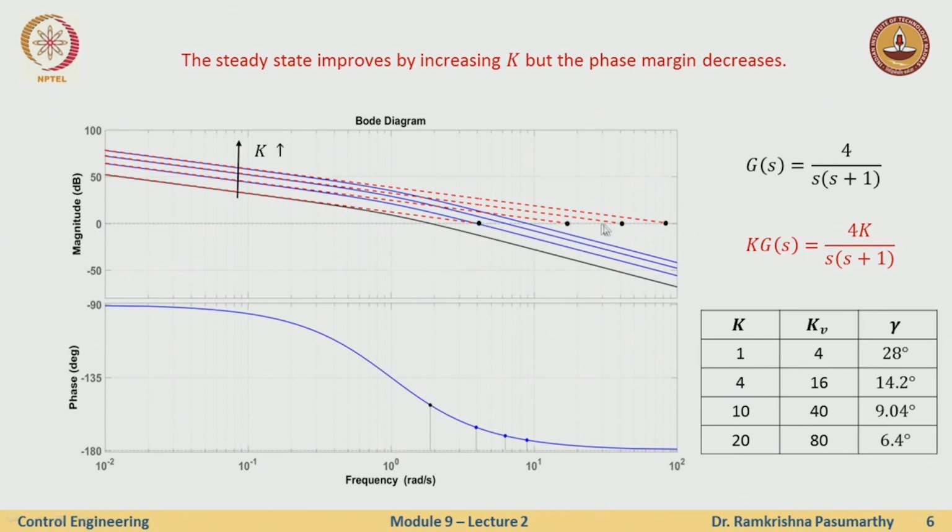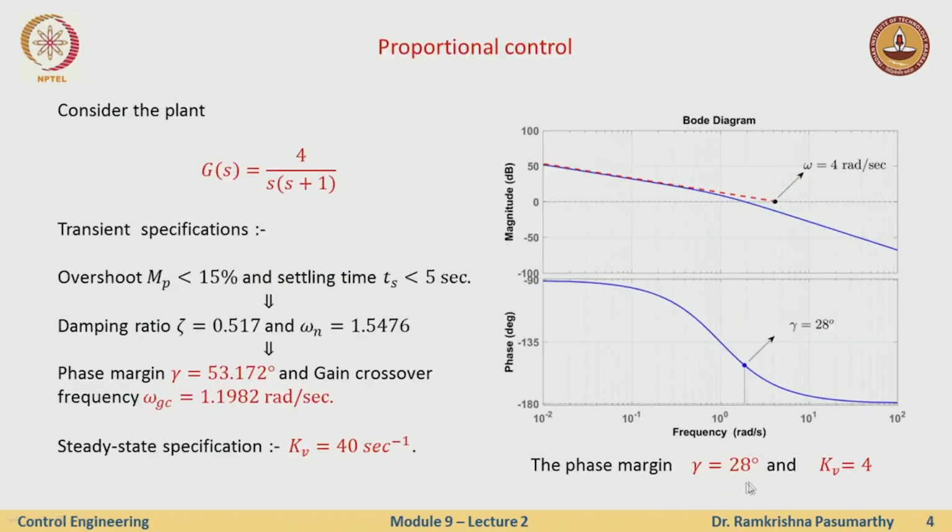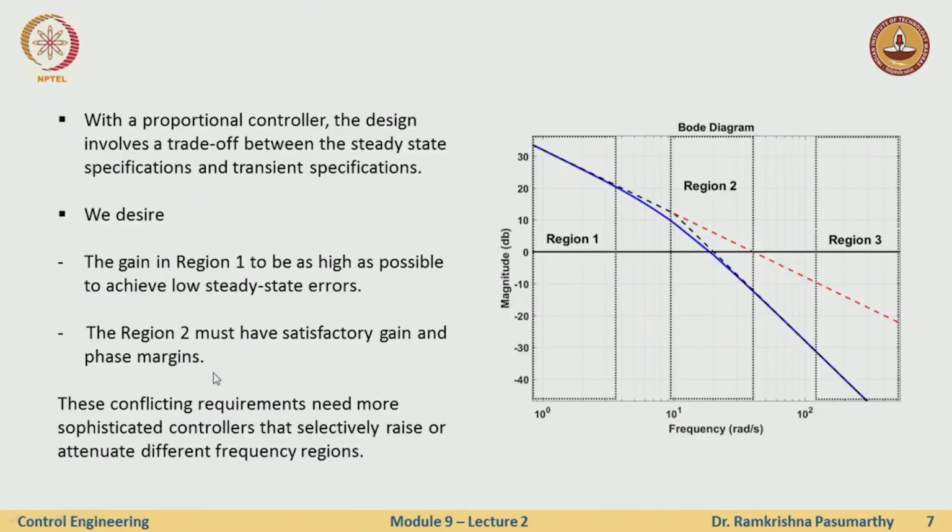Because the frequency at which the initial slope intersects the 0 dB line will tell me what my kV is, I really want it to be as far as possible. Okay. So, for a gain of k equal to 10, I have kV equal to 40, but the phase margin is highly unacceptable. It is just 9.04 when the original system had a phase margin of 28 and the desired is 53. Now, what we observe is that with just a proportional controller, I have a big trade off between the steady state and the transient specification, right.